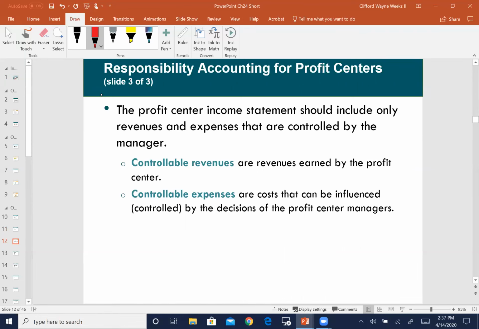Now, I do want you to know that when we're looking at these divisions or profit centers, there are some things that are controllable and some things that are not controllable. Controllable revenues are revenues earned by that profit center. So they're not responsible for the profits of other centers or revenues from other centers. You're just responsible for what you are responsible for. And that's the same thing with controllable expenses.